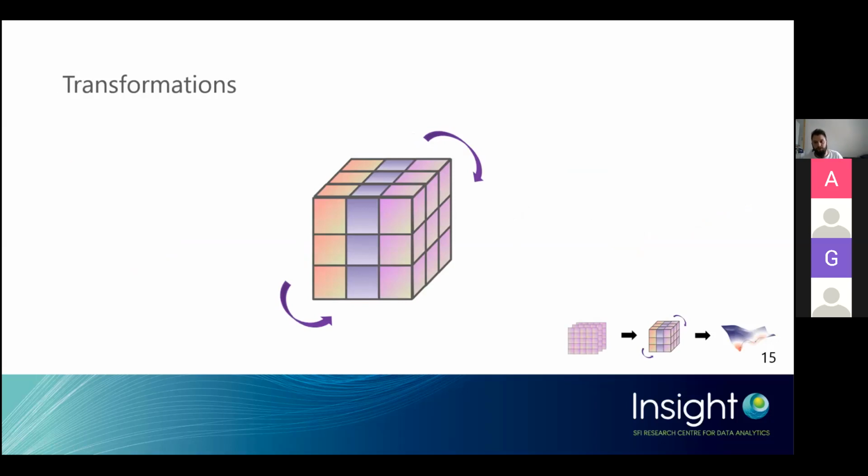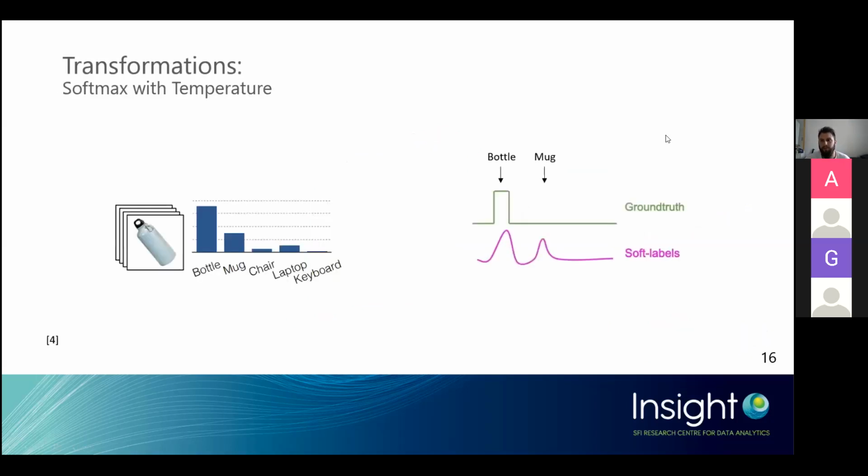So I'm just going to go through three examples of transformations that are common in some of the modern approaches that I've been looking at, just to give an idea of what kind of transformations there are. Here is the transformation that's used in knowledge distillation, which is the original paper for this line of research.